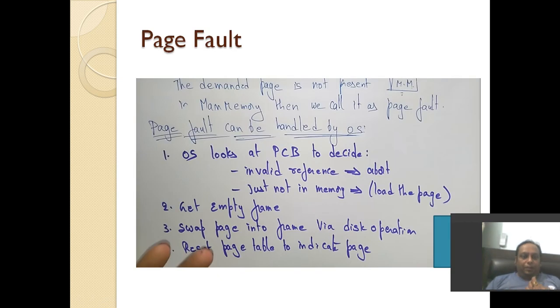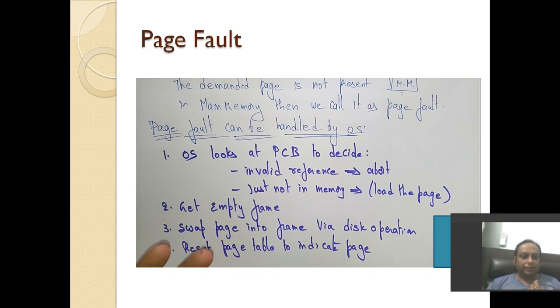Now the page fault, as I have discussed: when the demanded page is not available in the main memory, this situation is called a page fault. A page fault can be handled by the operating system, which means if a page fault occurs, the operating system will deal with that request of the CPU.